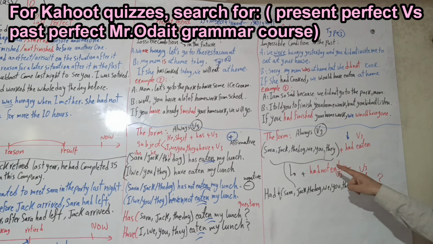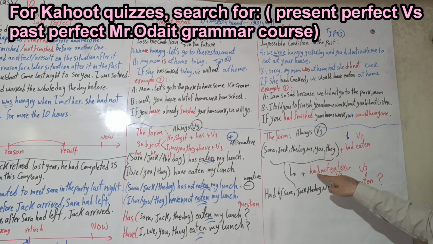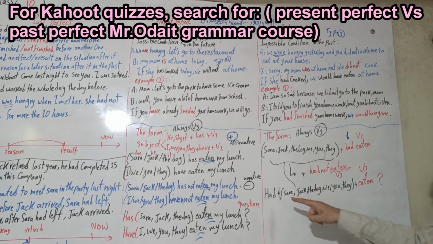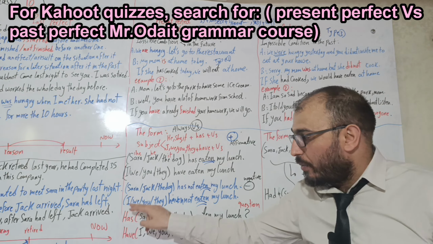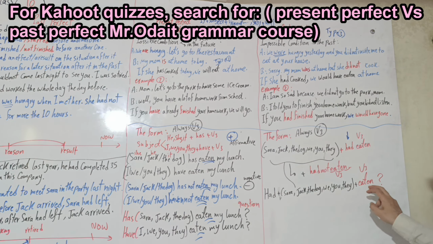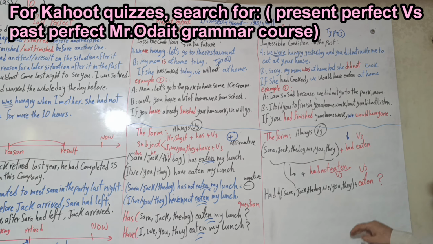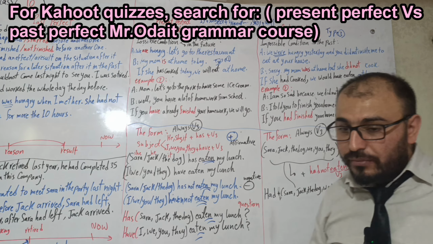For the negative, Sarah had not eaten. Jack had not eaten. The dog had not eaten. We hadn't eaten. You had not eaten. They had not eaten. And for the question, always we start with had, as we start here with has and have. And we put the subject, then the verb also in the third form, in the affirmative and in the negative and in the question.